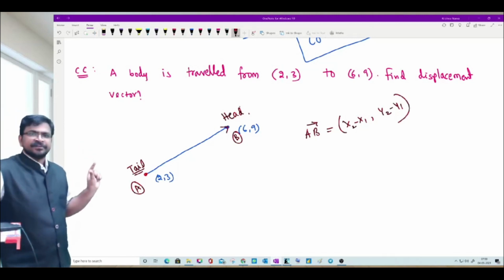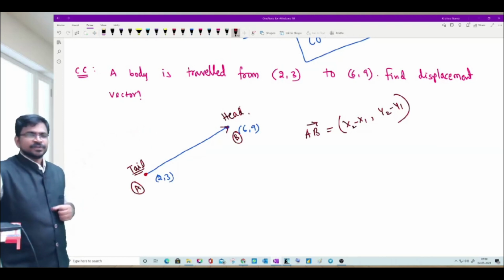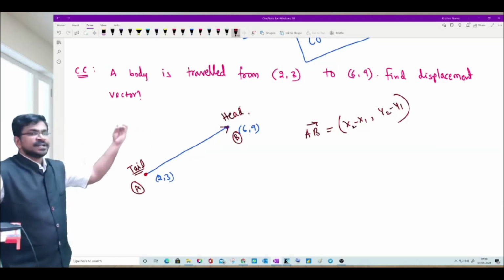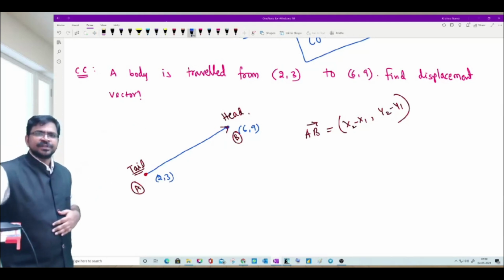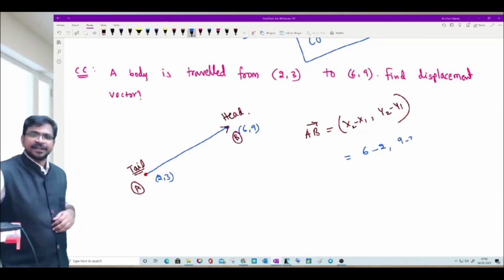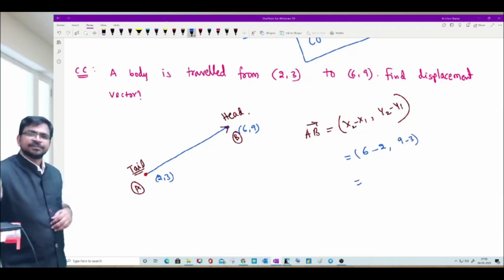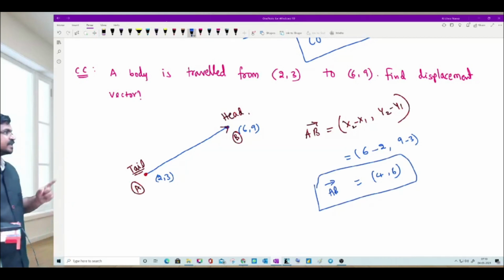You can understand easily from the mathematics point of view. What is the first point? 2, 3. The second point is 6, 9. So this is x1 comma y1, that is x2 comma y2. Very simple. So x2 minus x1, 6 minus 2, comma y2 minus y1, 9 minus 3. What do you get? 6 minus 2 is 4, comma 9 minus 3 is 6. So the AB vector in the coordinate method of representation is 4, 6.